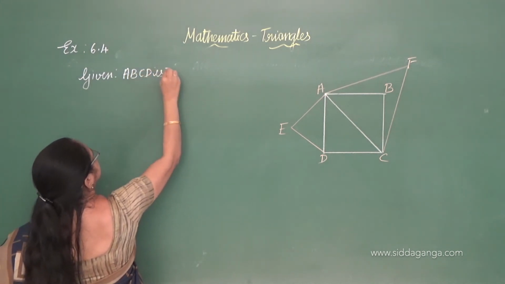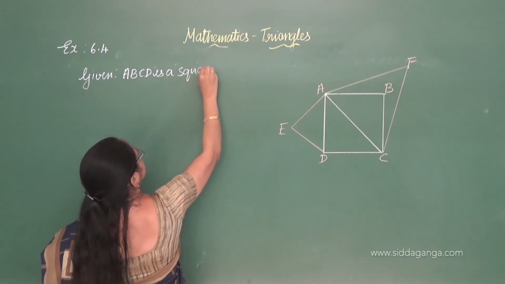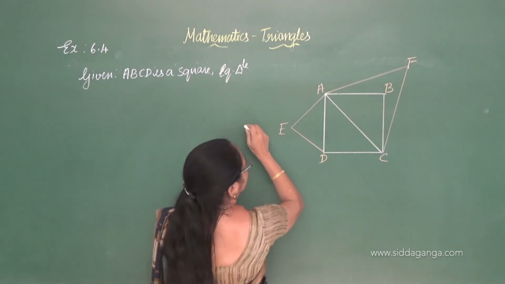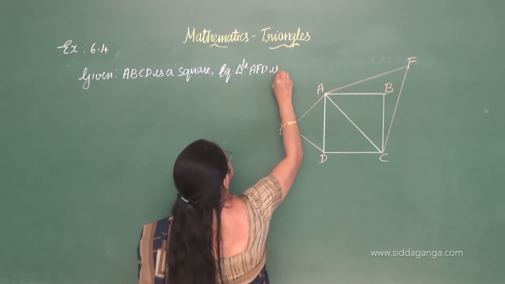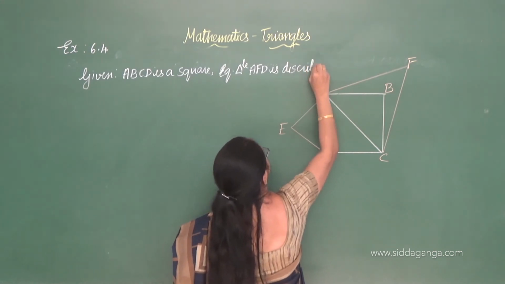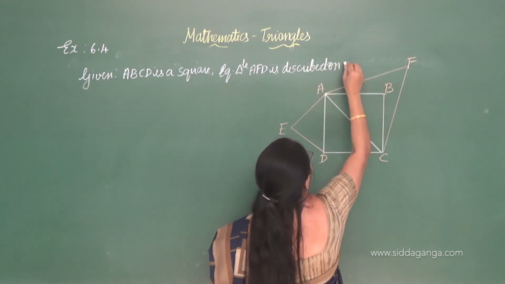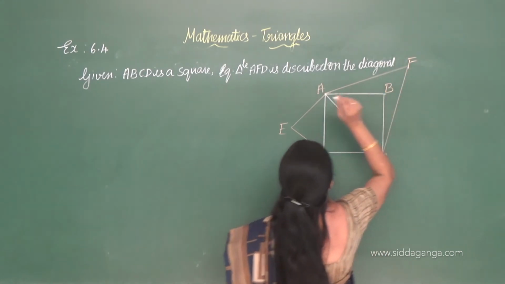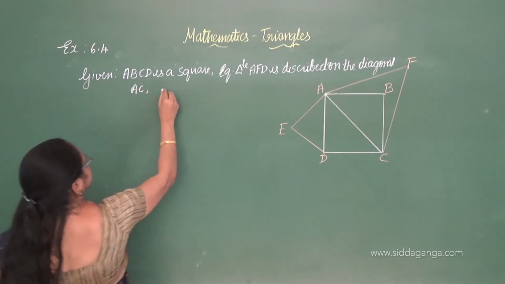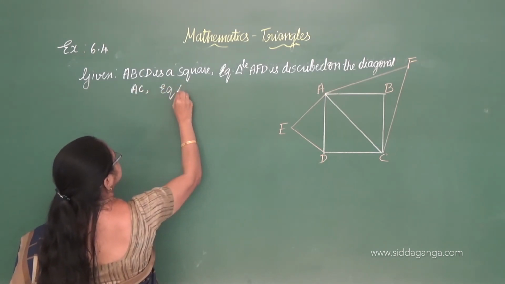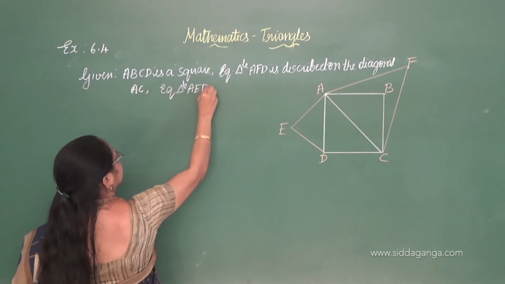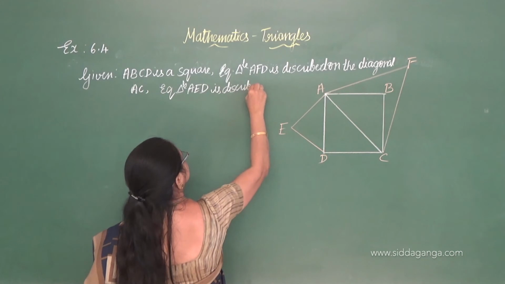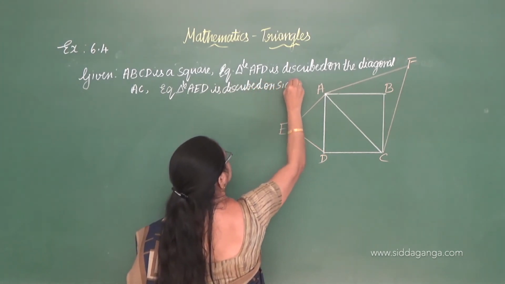ABCD is a square, then equilateral triangle AFC is described on the diagonal AC, and equilateral triangle AED is described on side AD.